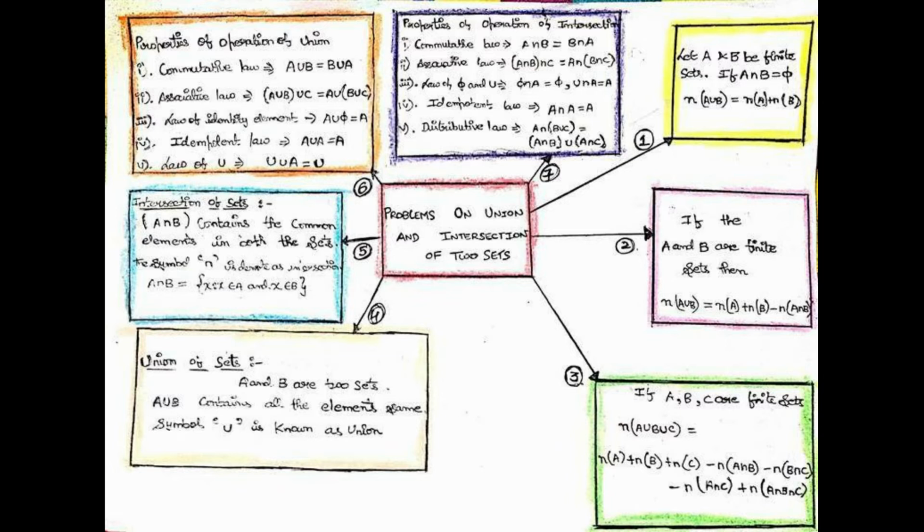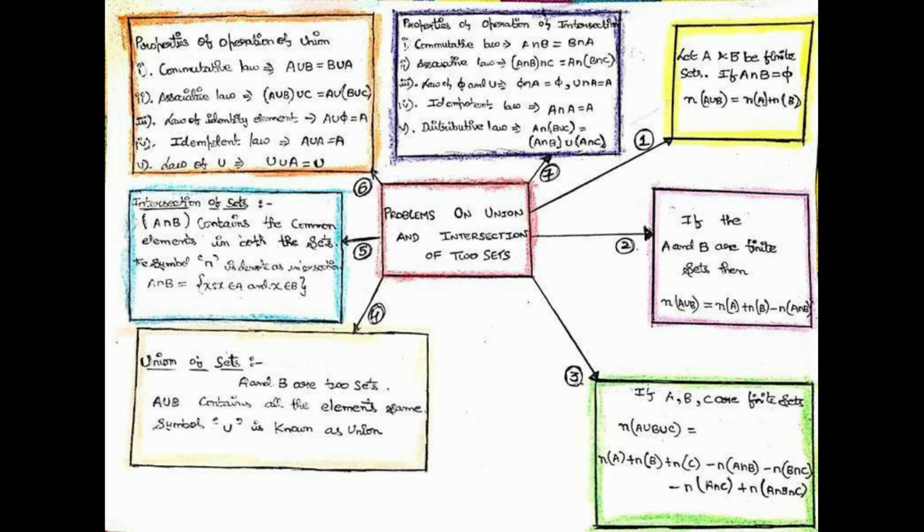Fourth, let us understand about union of sets. A and B are two sets, and A union B contains all the elements which are common and the remaining elements. The symbol of union is represented by the small letter U. Fifth point, intersection of sets. A intersection B contains only the common elements in both the sets. It is denoted by the small letter n, that is, A intersection B equals X such that X belongs to A and X belongs to B.